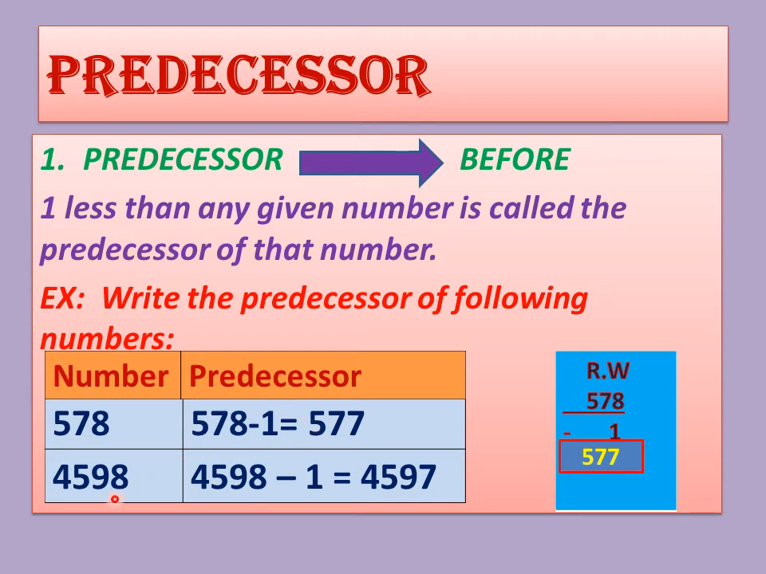See the next example. Here we have 4598. Now we have to find out the predecessor of this number. What we will do? We will subtract 1 from 4598 and we will get 4597. So in this way you will solve predecessor, that is what comes before.